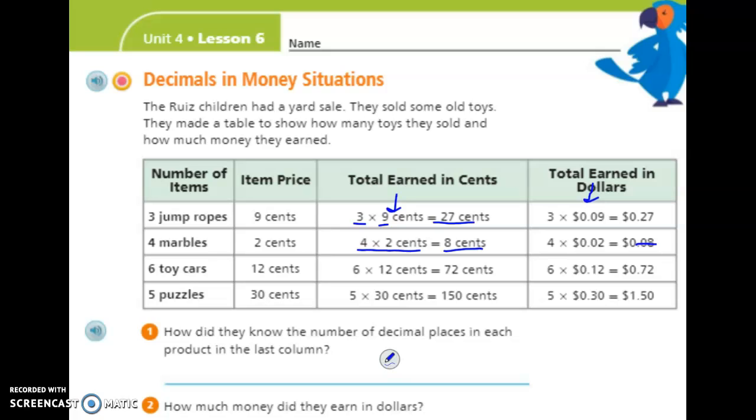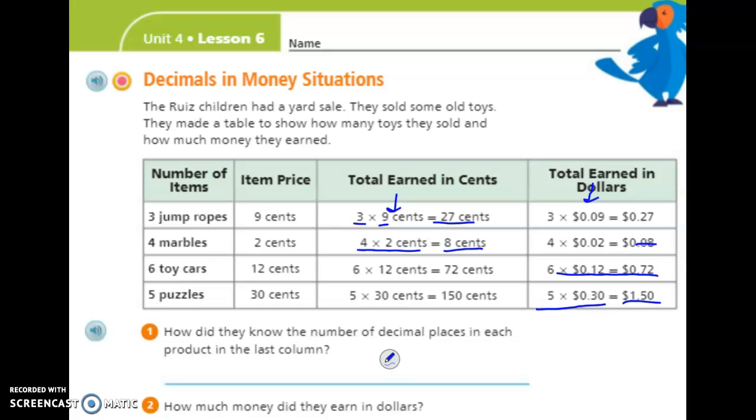All right, toy cars, 6 of them sold for 12 cents a piece. 6 times 12 is 72 cents. Again, over here is how you would see it with a dollar sign. And the last one, 5 puzzles, 30 cents, 150 cents. But look what happens over here. You get $1.50, right? Because 5 times 30, you have to carry that one over to the other side.